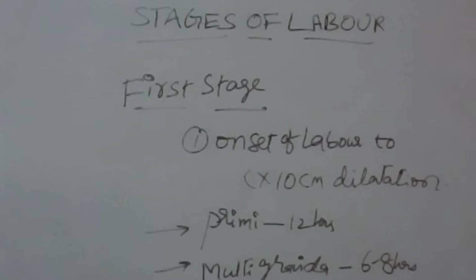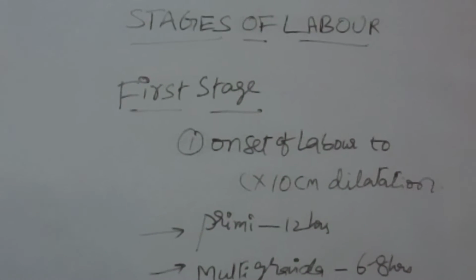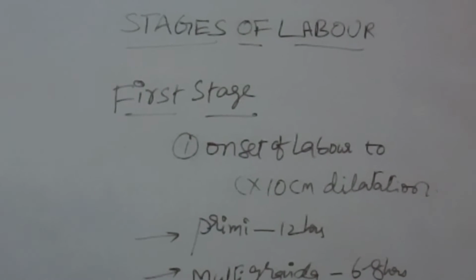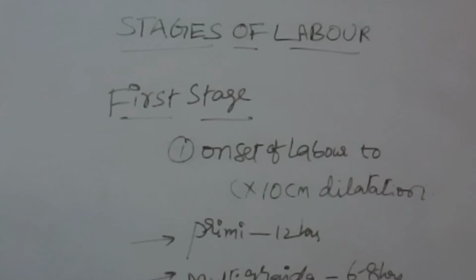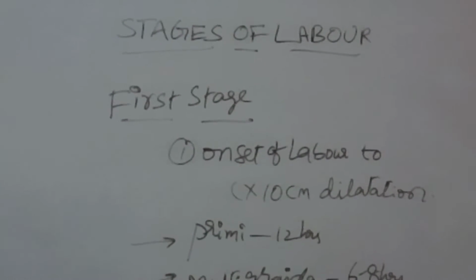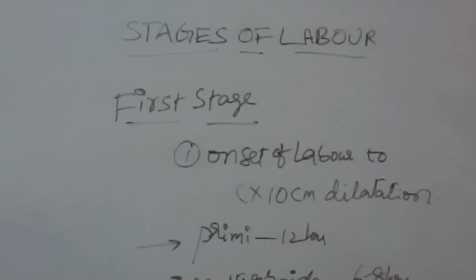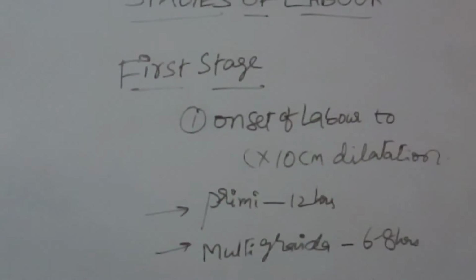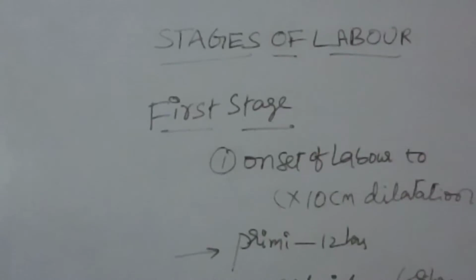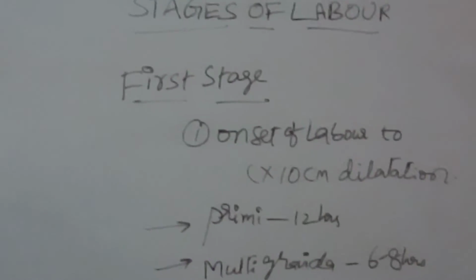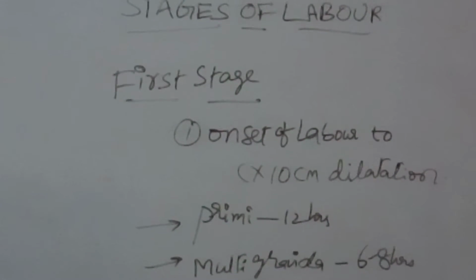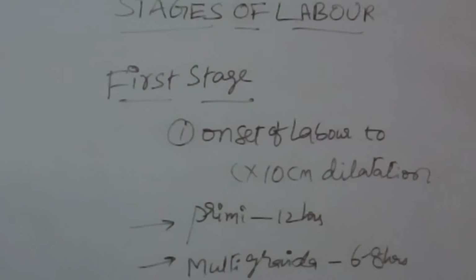The first stage begins with the onset of labor pain and lasts until full dilatation of the cervix, that is 10 centimeter dilatation. In the primigravida it takes 12 hours and in multigravida it takes 6 to 8 hours. Okay, in this we will again see 2 stages: one is the latent stage, second is the active stage.